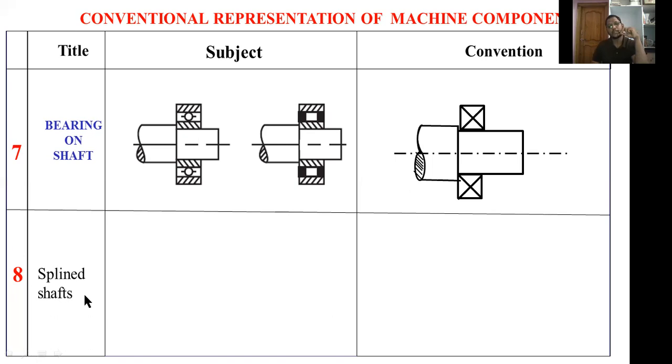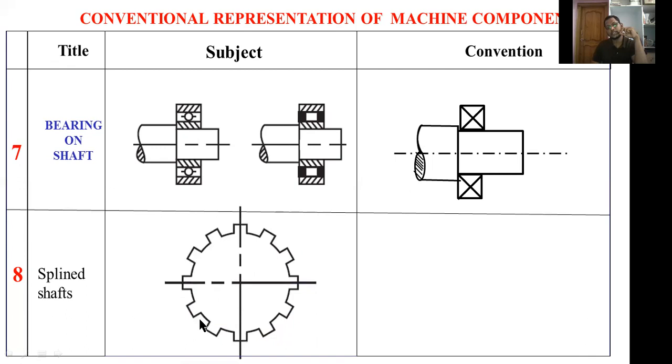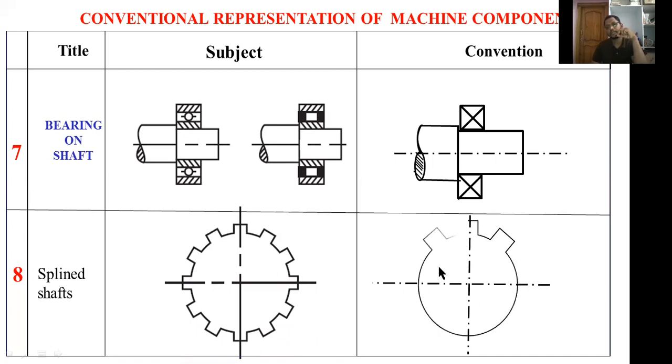Now I am showing splined shafts. How to represent splined shafts? This is the front view of a splined shaft. How to represent these splines? These two lines I am drawing like this, diameter lines. Then you have to draw just two or three splines.